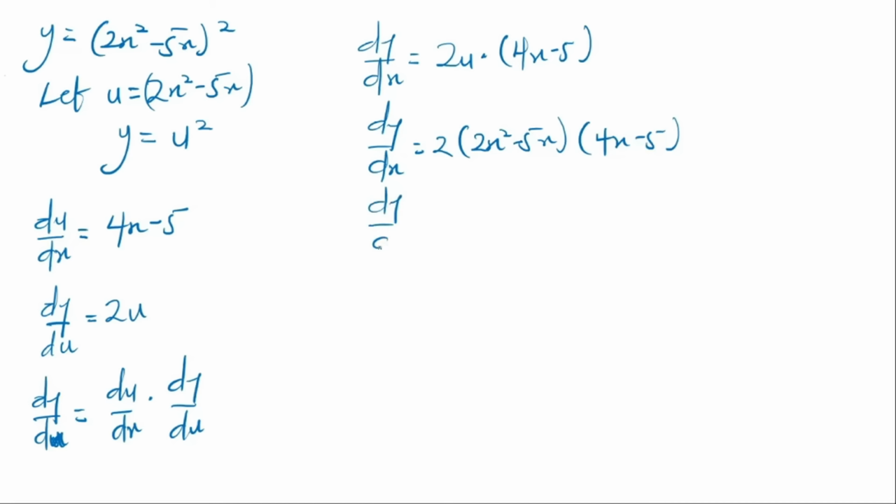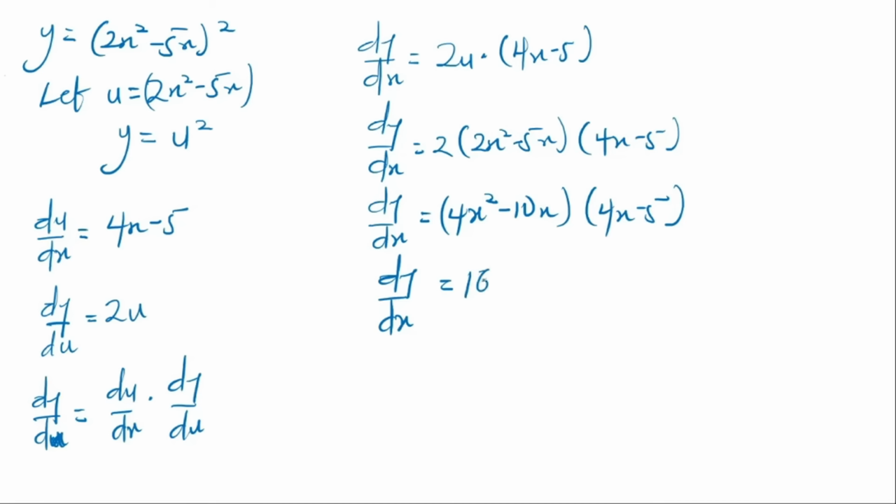So our dy dx becomes what? This multiplied by this will give us what? 4x squared minus what? 10x, then multiplied by what? 4x minus 5. So our dy dx is equal to, from here we just multiply through everything over here. So we have 4x squared multiplied by 4x, so we get what? 16x cubed. So 4x squared multiplied by negative 5, we get negative 20x squared.